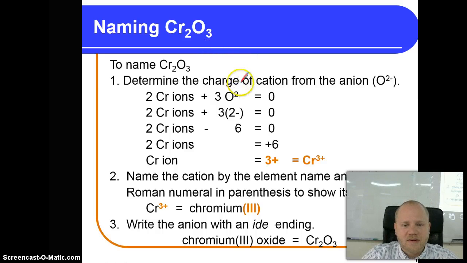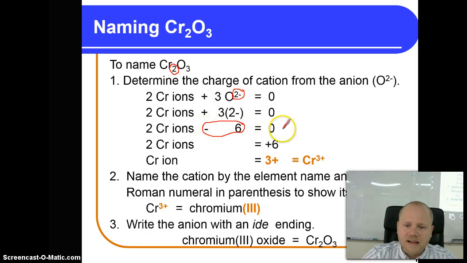So we had just established that oxygen should have a -2 charge. And since we have 3 oxygens, we can calculate the total negative charge by multiplying 3 times -2. So we end up with a total negative charge from the anions of -6. We also know from the chemical formula that there are 2 chromium ions. So 2 chromium ions will give us a charge of +6.